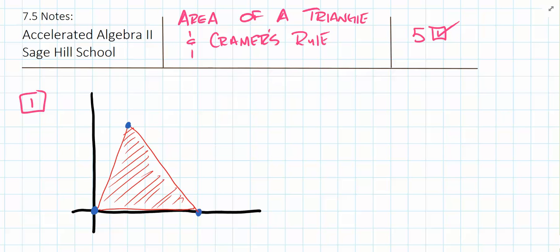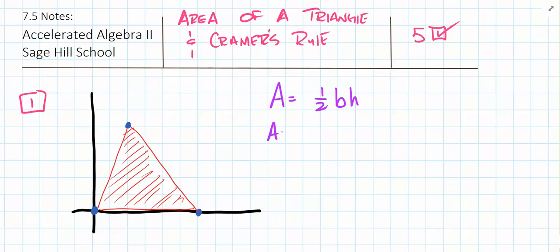So, ladies and gentlemen, we have a triangle here. We've all been to geometry before because this is the Advanced Algebra 2 class. So, how do you find the area of a triangle? One half base times the height. Good. Could you please then find the area of that triangle for me right now?